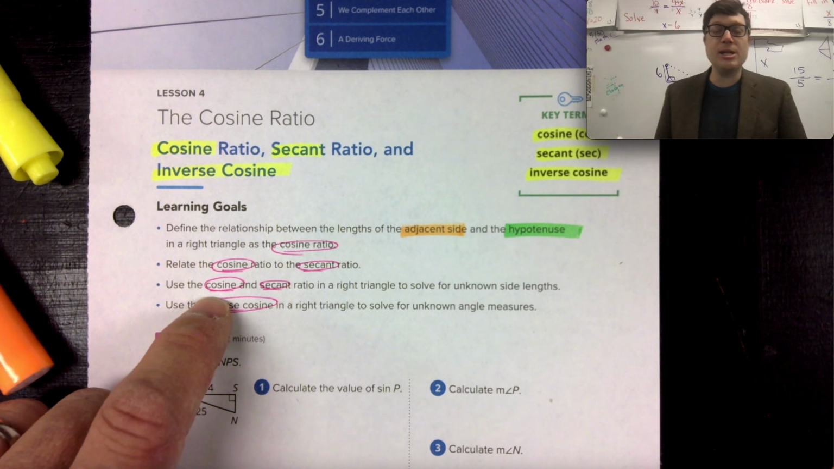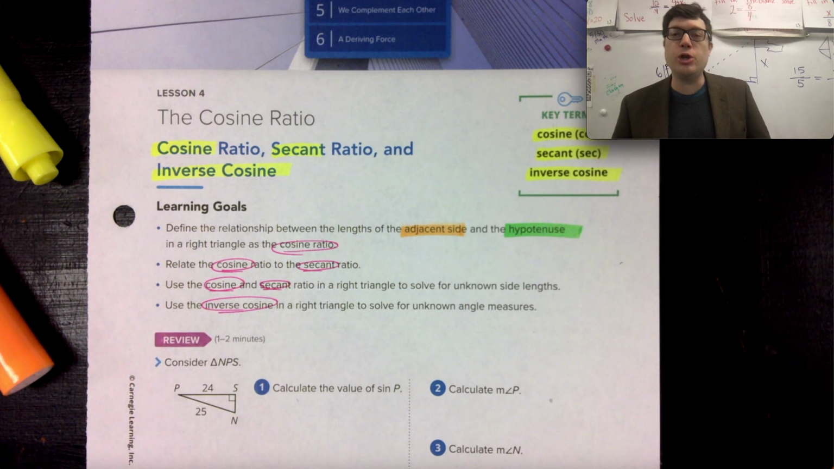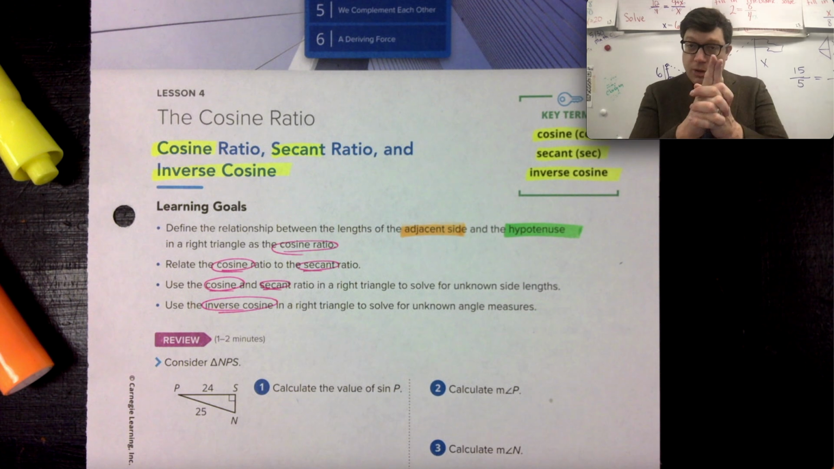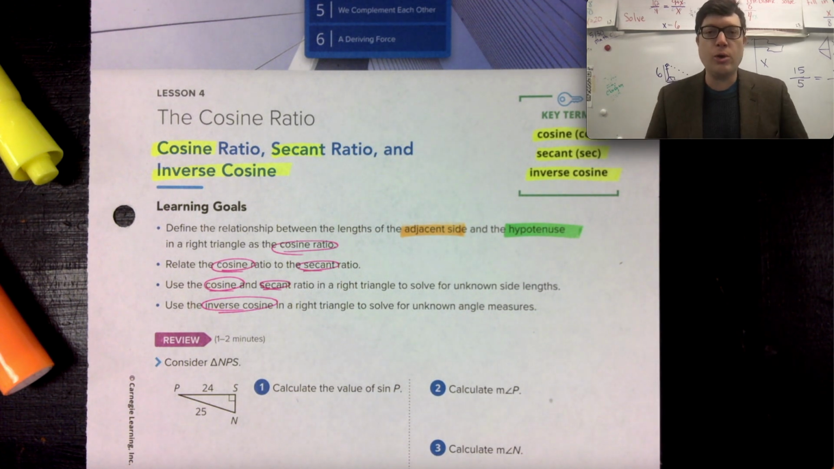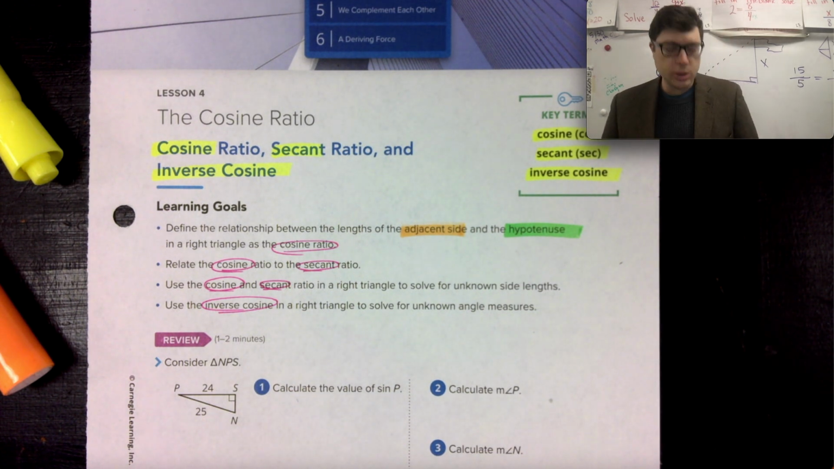We're going to use the cosine and secant ratios in right triangles to solve for unknown side lengths, and we're going to use inverse cosine to find the unknown angle measure in right triangles.